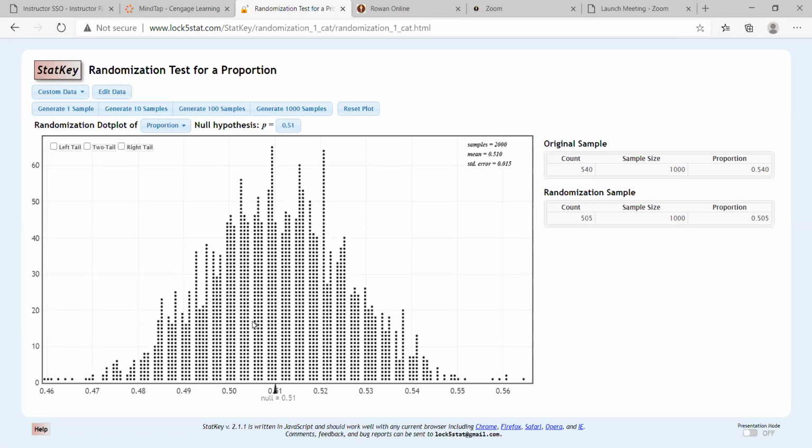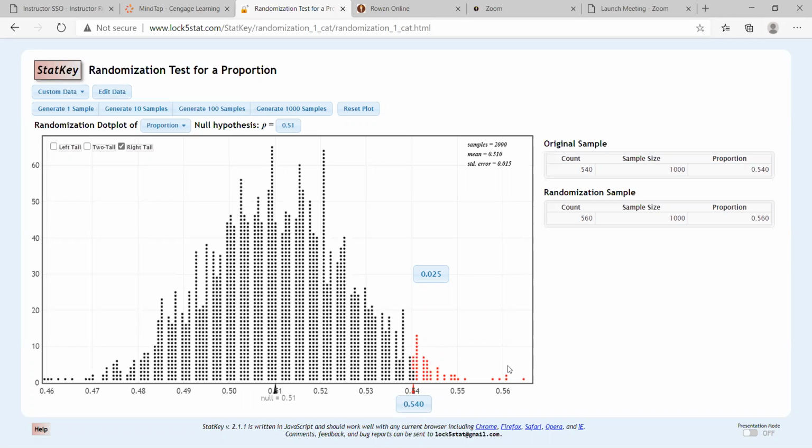All right. Now, if we want to do a right tail test, then we're going to click the right tail button. In other words, the null hypothesis is going to be that P, the population proportion, is 0.51, and the researcher thinks it's bigger than that. So the alternative hypothesis will be P is greater than 0.51. So we'll see the red dots here on the right. Now it automatically defaults to 0.025 on the right tail.